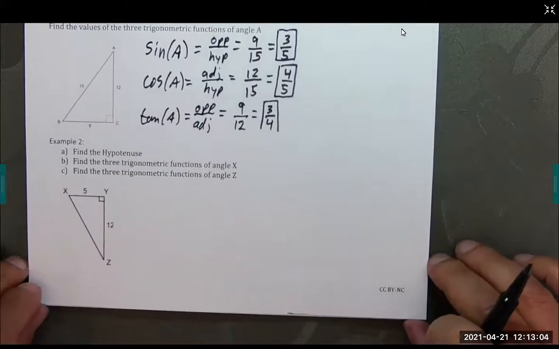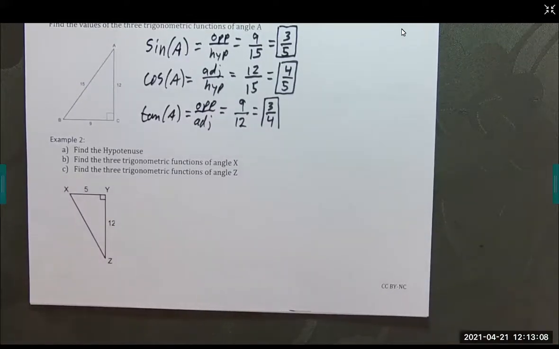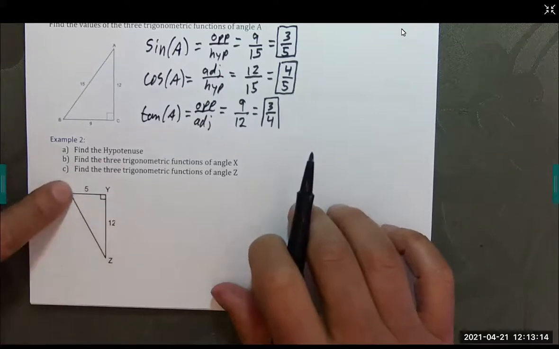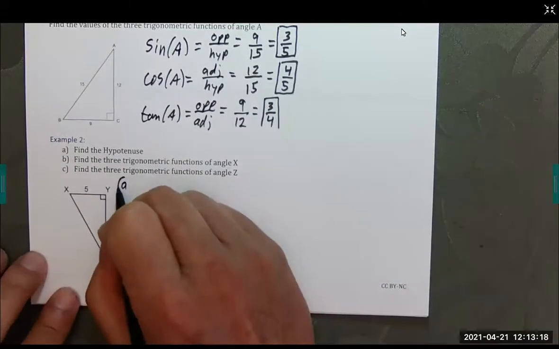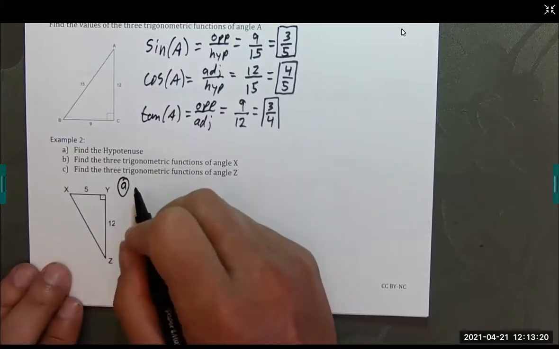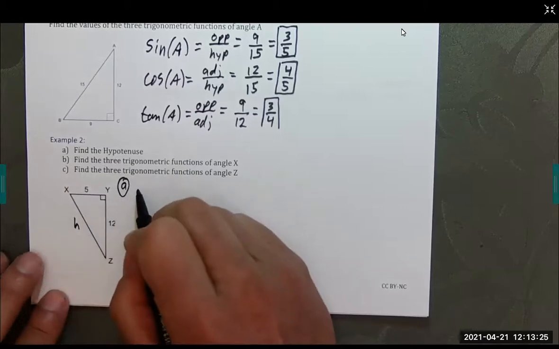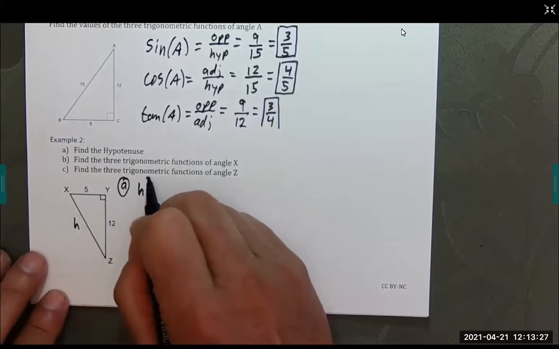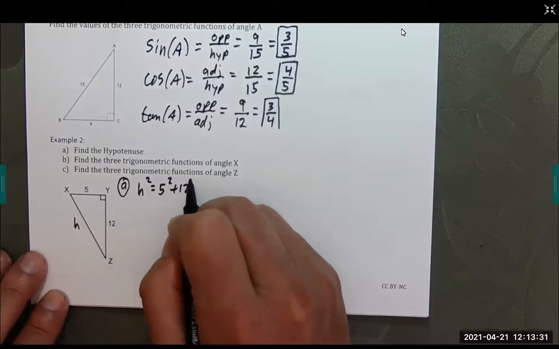We'll do another example. So for example 2, first, they say find the hypotenuse. So in this case, we only have the two legs. But what I can use is the Pythagorean theorem, of course. I'll call this side h for hypotenuse. So h squared is 5 squared plus 12 squared.